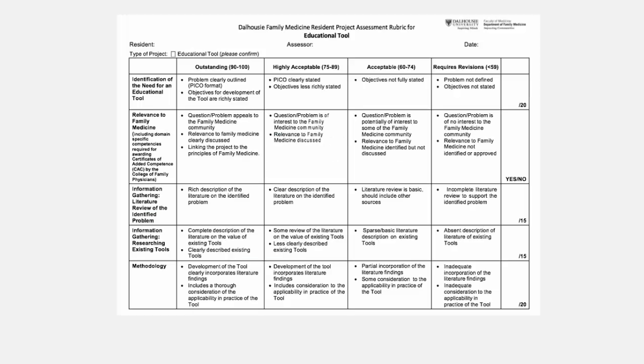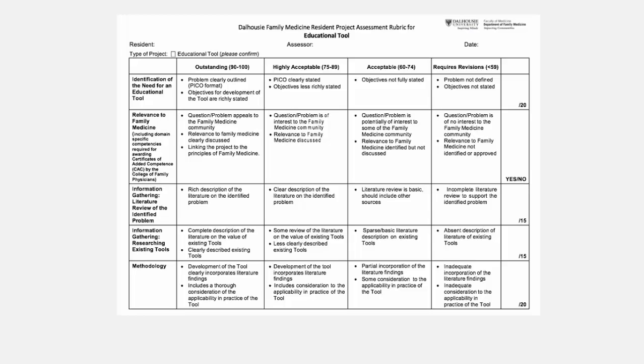So we'll look just briefly at the educational tool rubric as well. Looks very similar. So again, resident's name at the top, your name as the assessor, and the date. And it's an educational tool as a type of project. So for these projects, to identify the need for the tool, we mark them out of 20. Again, there's relevance to family medicine, must be a yes. Information gathering, so literature review on the identified problem, is marked out of 15.